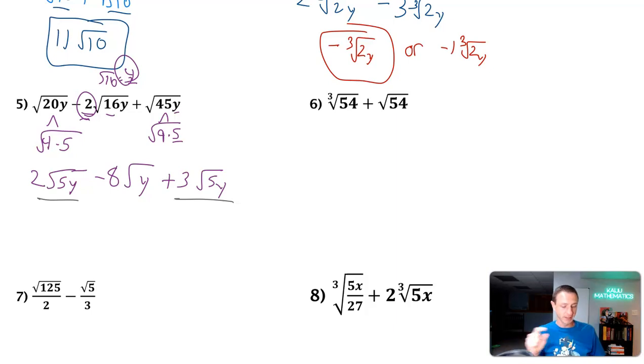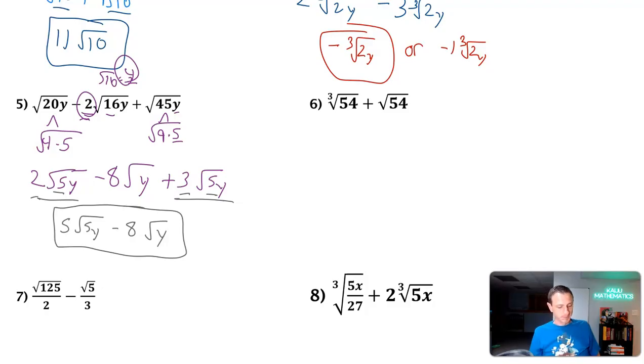That minus 8 square root of y is not a like term. It's the same index, yes. It has the y, but it doesn't have the 5. Both of these have 5y. The 8 doesn't. So I'm going to have to leave that as is, but I am going to combine the like terms of 2 square root of 5y plus 3 square root of 5y. 2 plus 3 is 5, so I'll get 5 square root of 5y minus 8 square root of y. Now it is simplified.